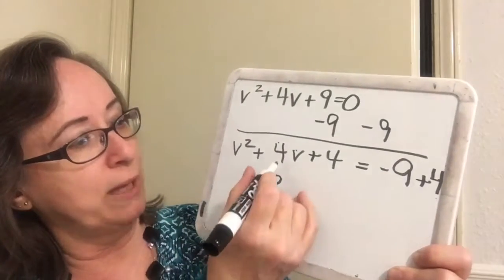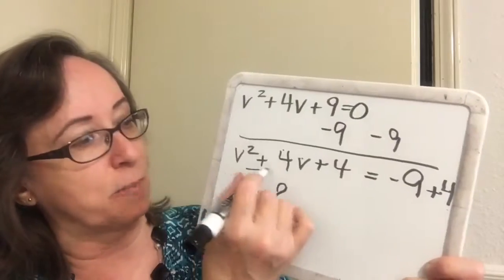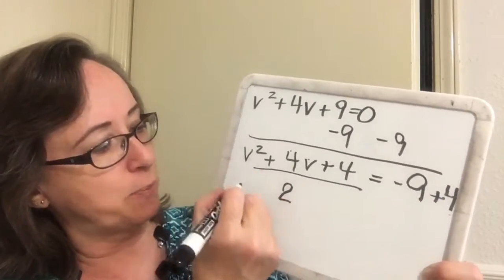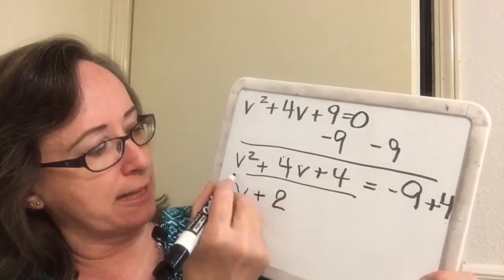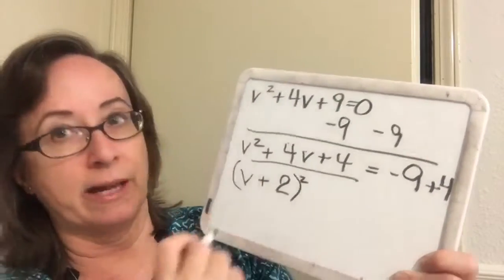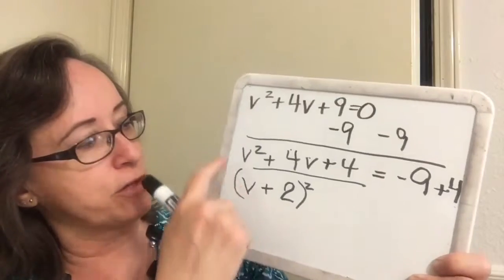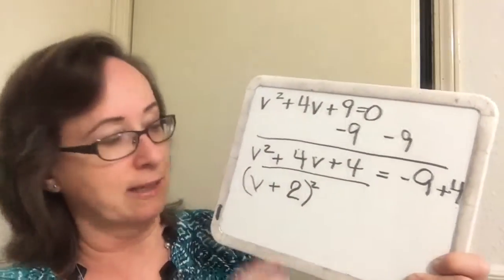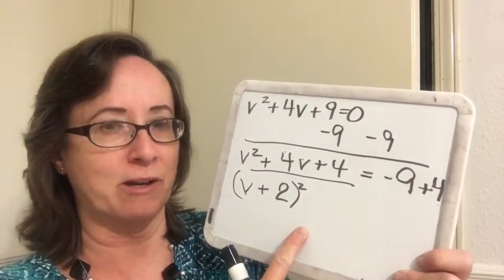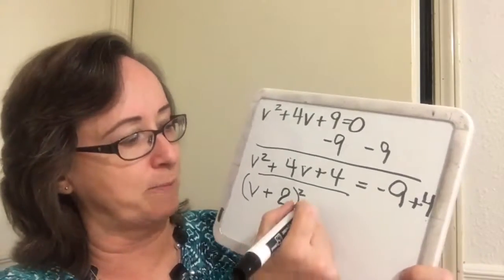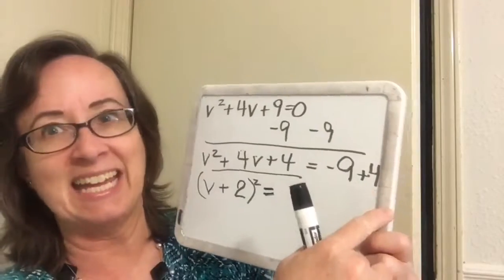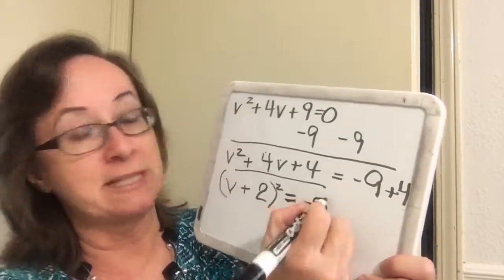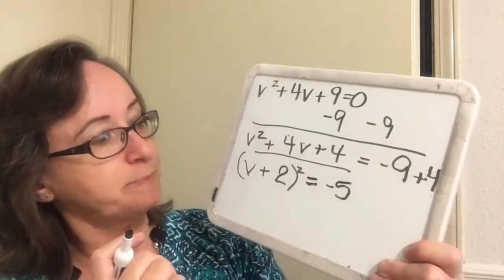So now when I want to write this completed square in its squared form, I'm going to just bring my v down, put in a plus, put a square on it, and let's check it. First term squared, product doubled, last term squared. It works. So now I have a perfect square trinomial in its factored form. And on the other side, I have a negative 5. Negative 9 plus 4 is negative 5, which means I'm going to have complex answers.